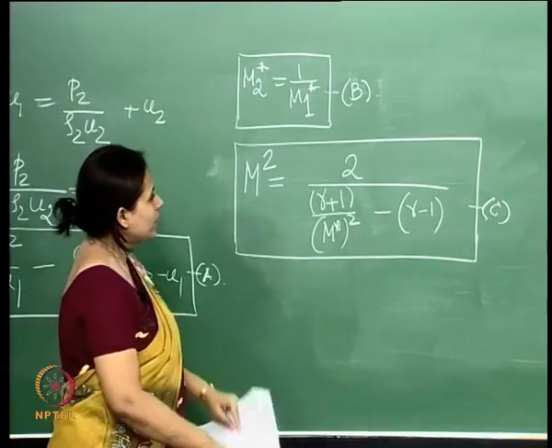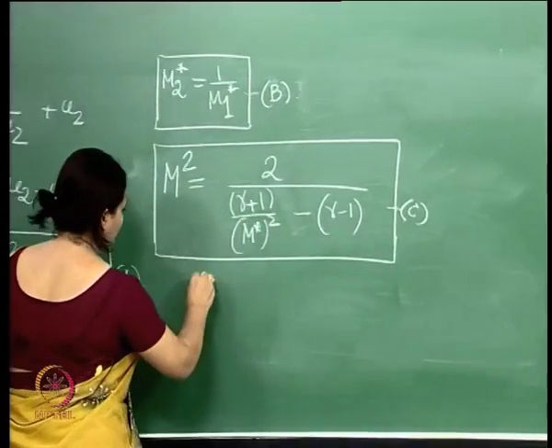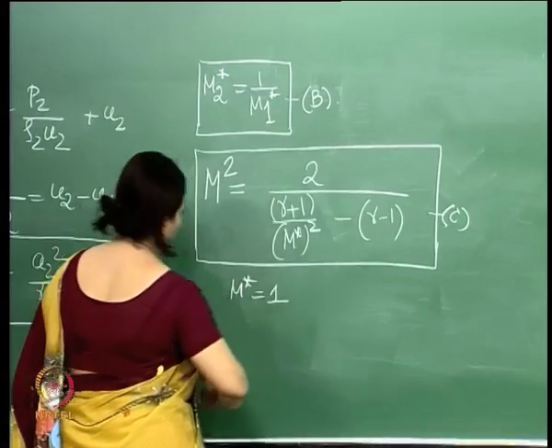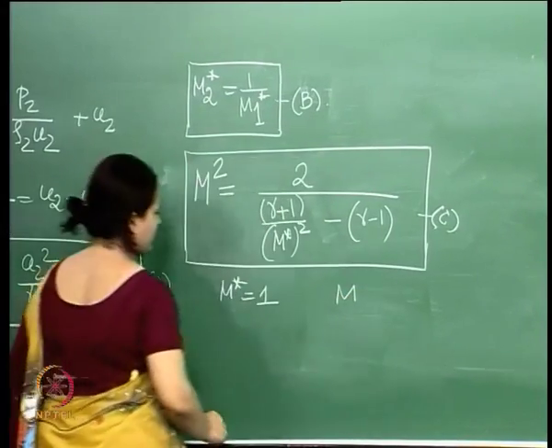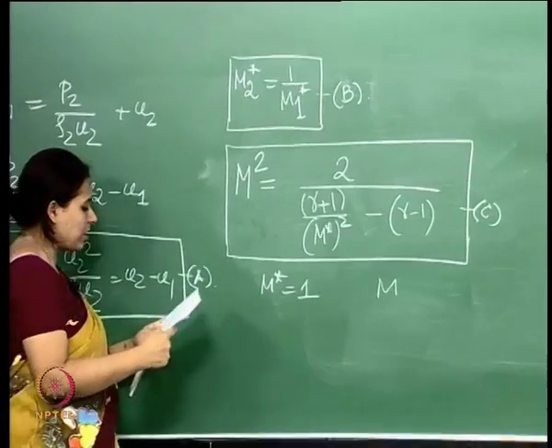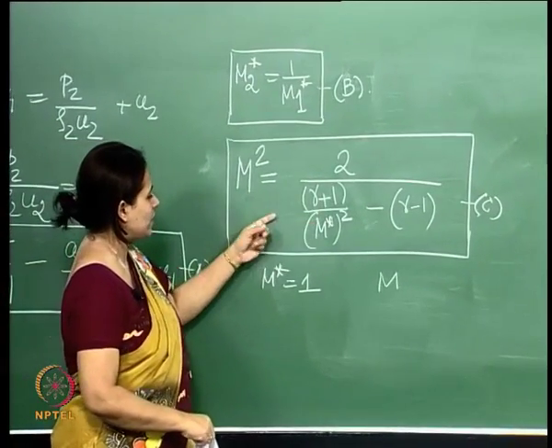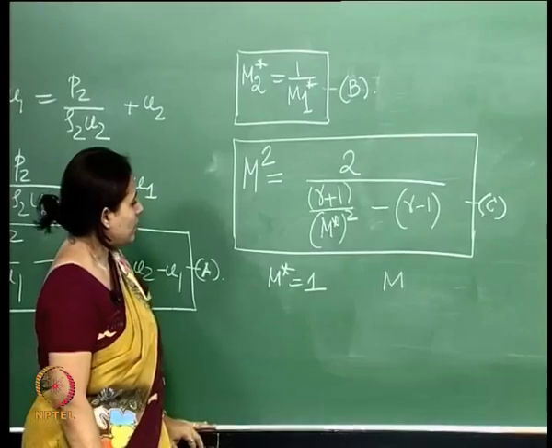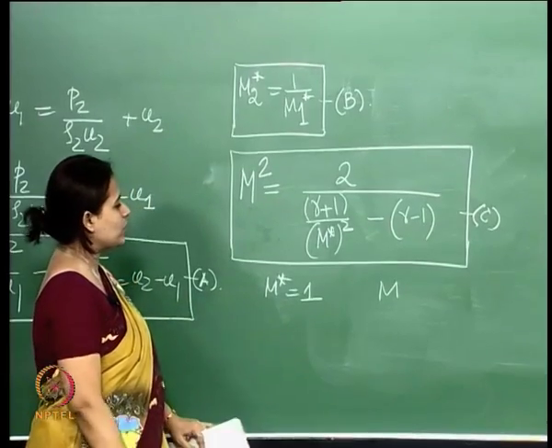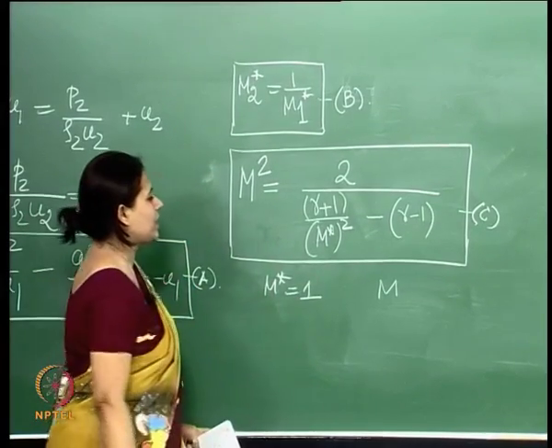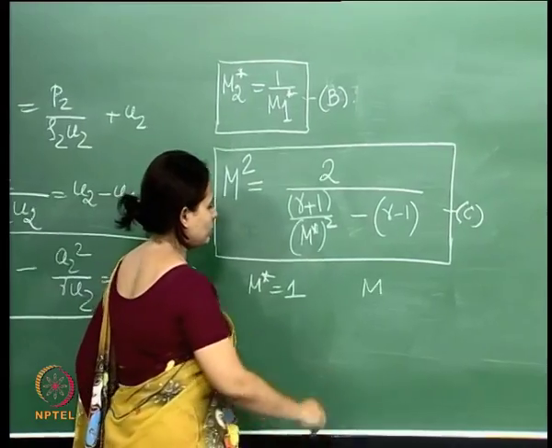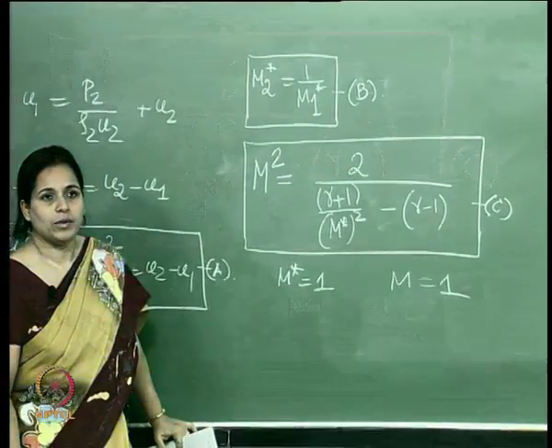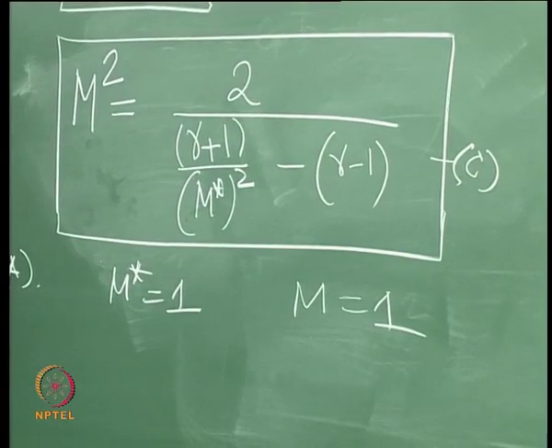Now, let us look at this relationship over here from C. If M star is equal to 1, what does this tell us over here? Just try putting M star equal to 1 over here. If I put that, what do I get? M is also 1. So, if M star is sonic, M is also sonic.